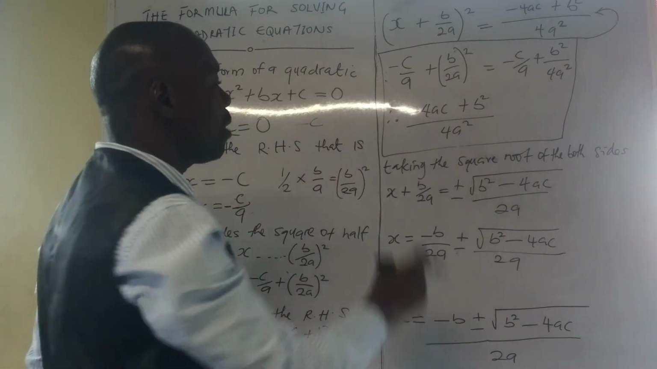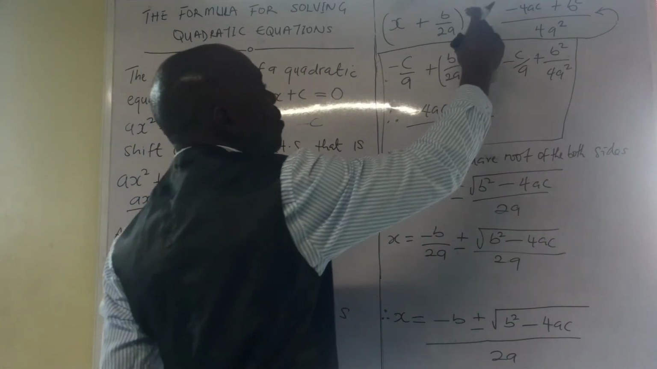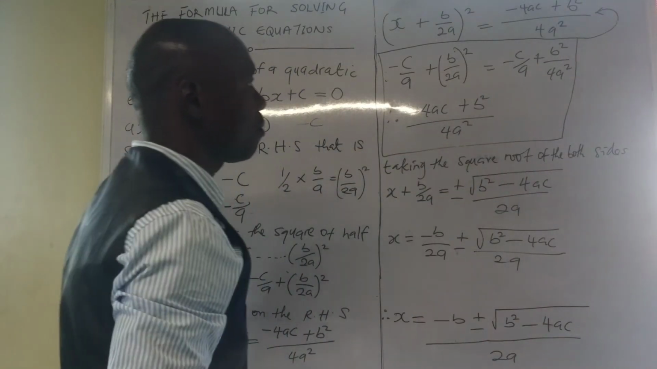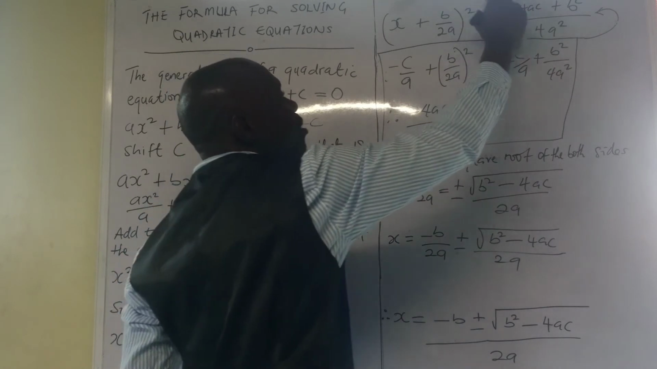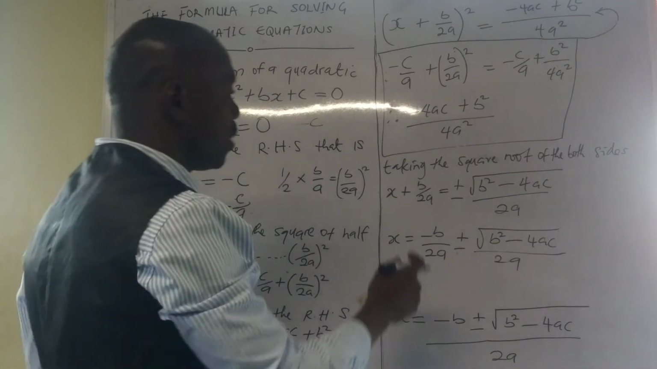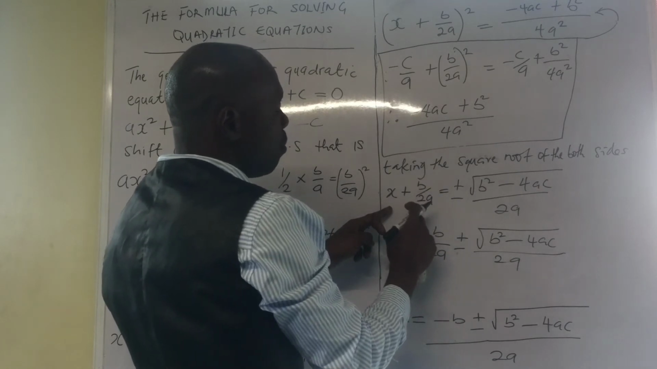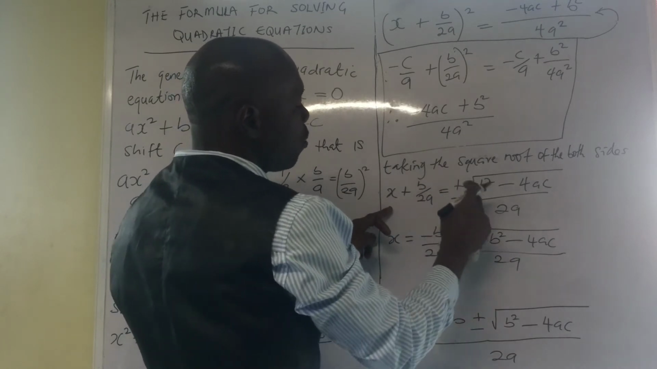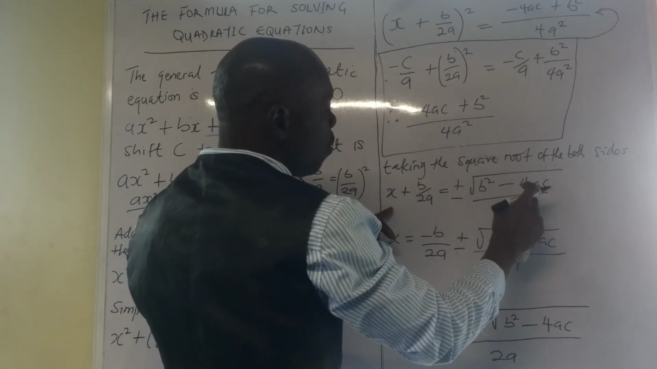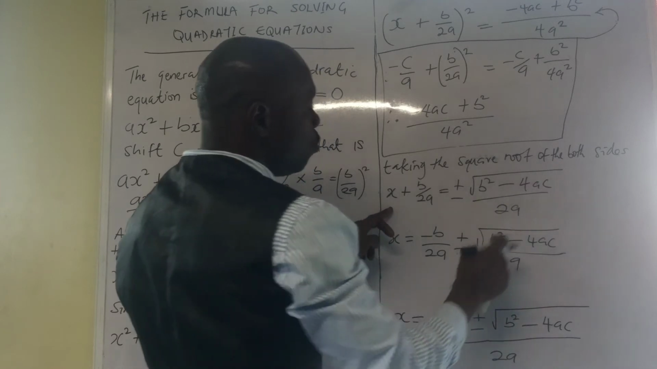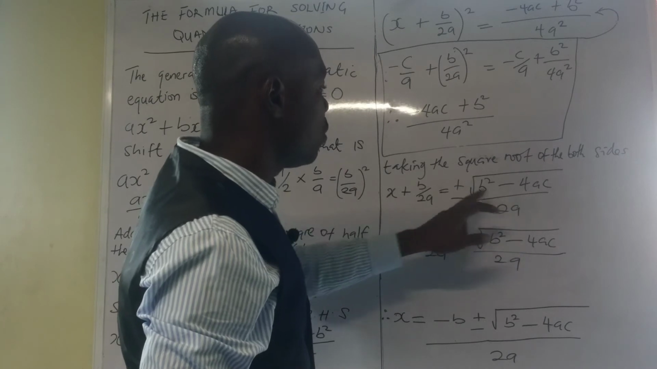So from there, we now take the square root of both sides. The square root now, that means we transfer this thing to this side. Or we can still put the square root of this one, but it's still going to cancel, but we just carry this square root to this side. So that's why we arrive here, x plus b over 2a equals plus or minus square root of b squared minus 4ac all over 4a squared.